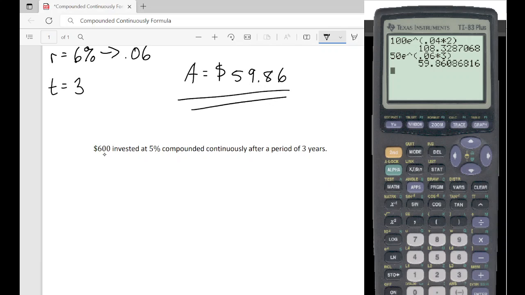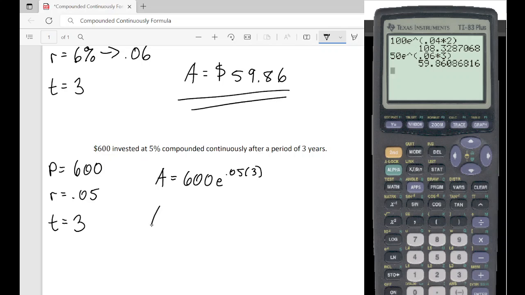Last, we have $600 invested at 5% compounded continuously after a period of 3 years. Again, we start off with what we know. A principal amount we start off with of $600. We have a rate of 5%, so we can say it's 0.05. And a period of 3 years has passed. Again, like the other two, we just plug it all in. So A equals 600 e to the 0.05 times 3.